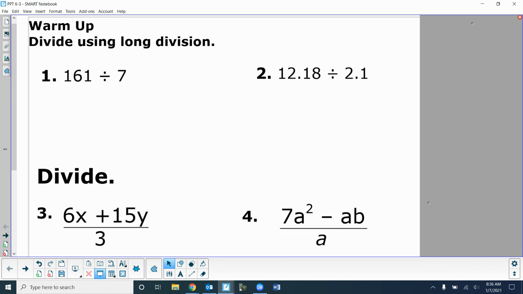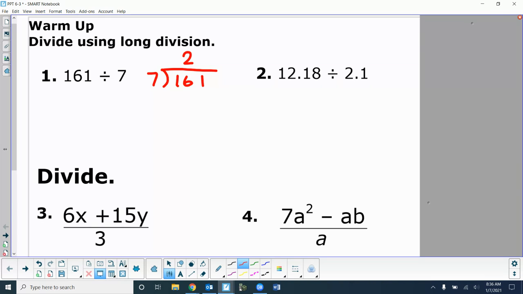Okay, so you guys should know how to do this number 1. 7 is out here, 161's in here, right? Does 7 go into 1? No. Does 7 go into 16? Twice, right?